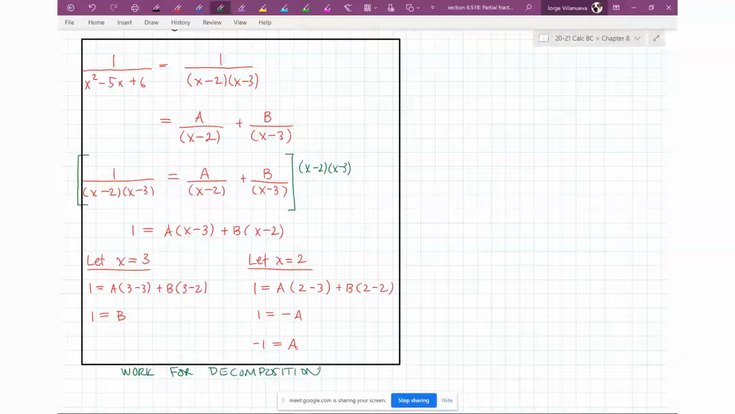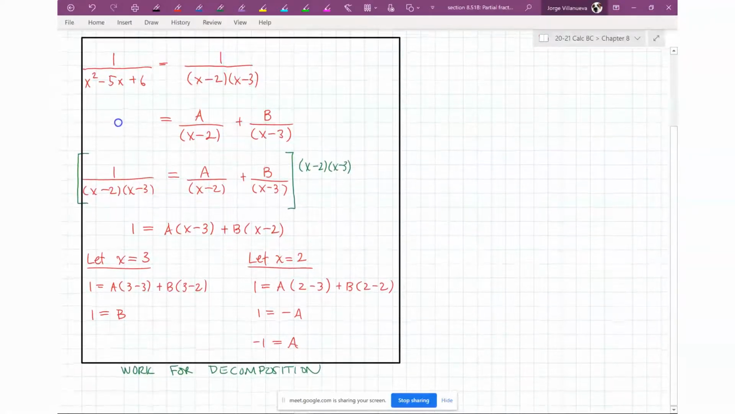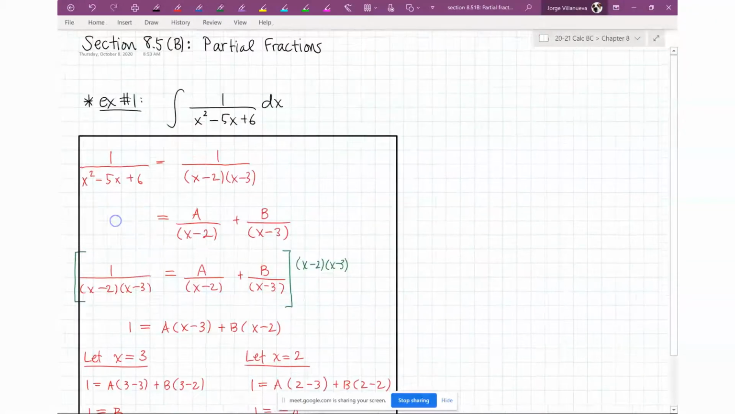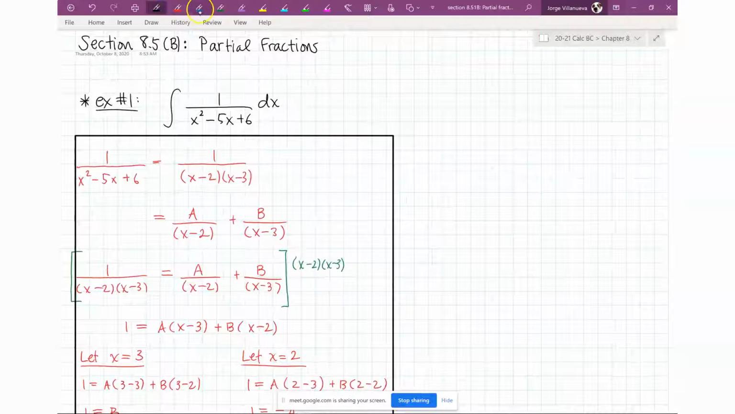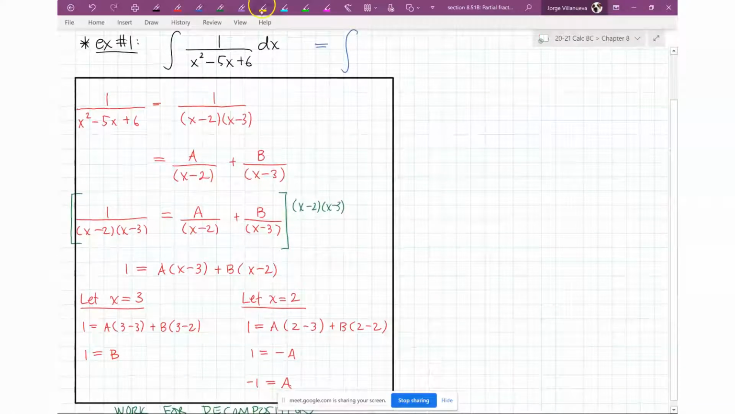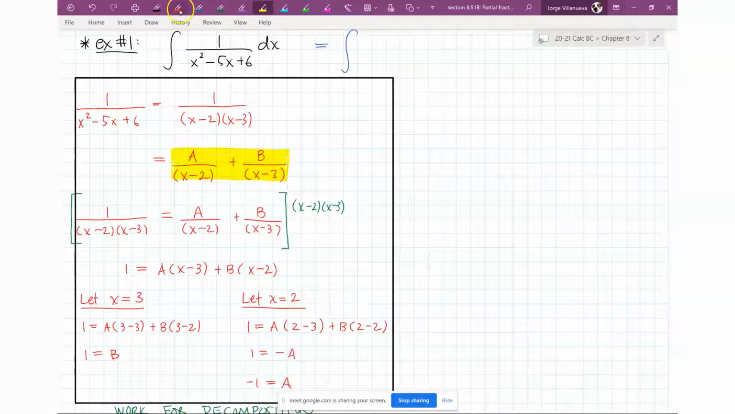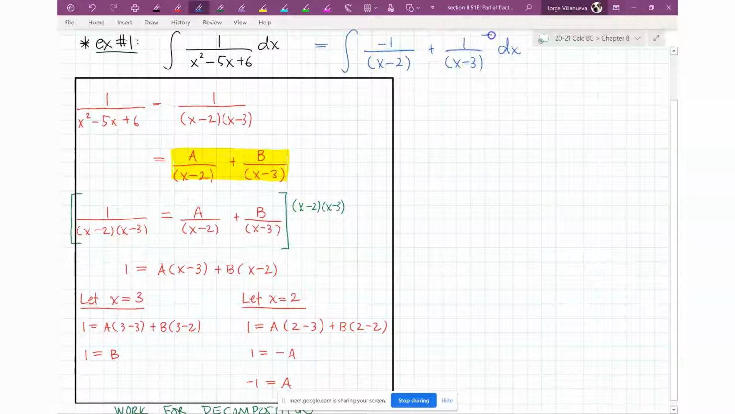Once I know what a and b are, then I can do the following. I can say this problem here is equal to the integral of, now my a term, remember I'm looking at this part right here, my a term is negative 1, and my b term is positive 1. So I'm going to write negative 1 over x minus 2 plus 1 over x minus 3 dx.